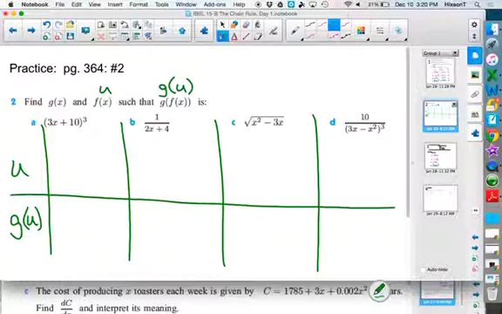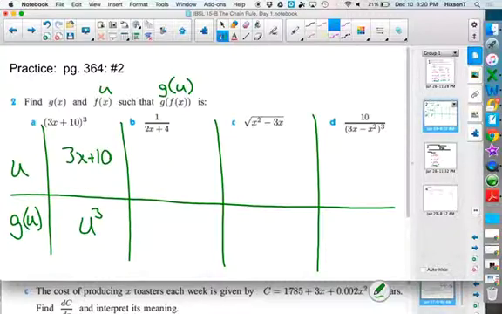All right, let's see how we can do with these. Tony, what did you get for u on the first one? 3x plus 10. Good, 3x plus 10. Catherine, how about g of u? Good, u to the third power.